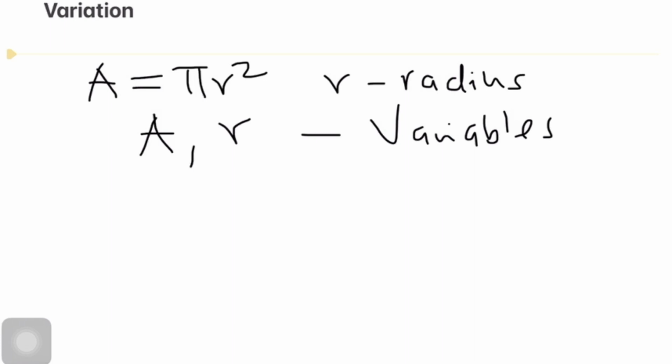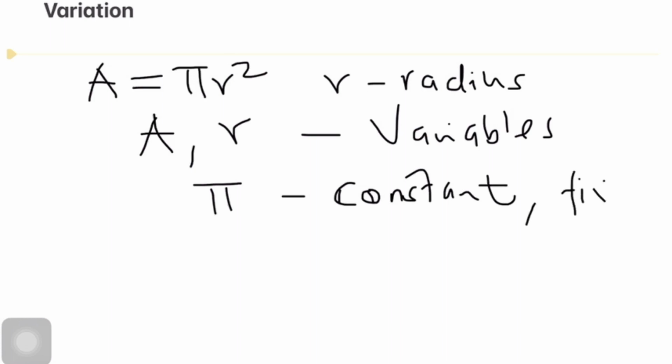But pi is a constant, and this one doesn't change. It's something which is fixed. You know pi is equal to 22/7 or 3.142, and that one remains like that.